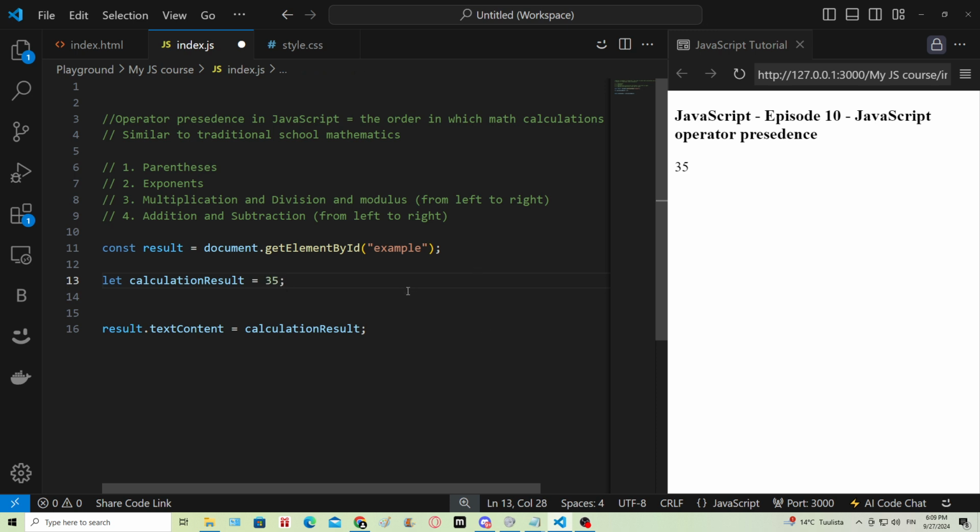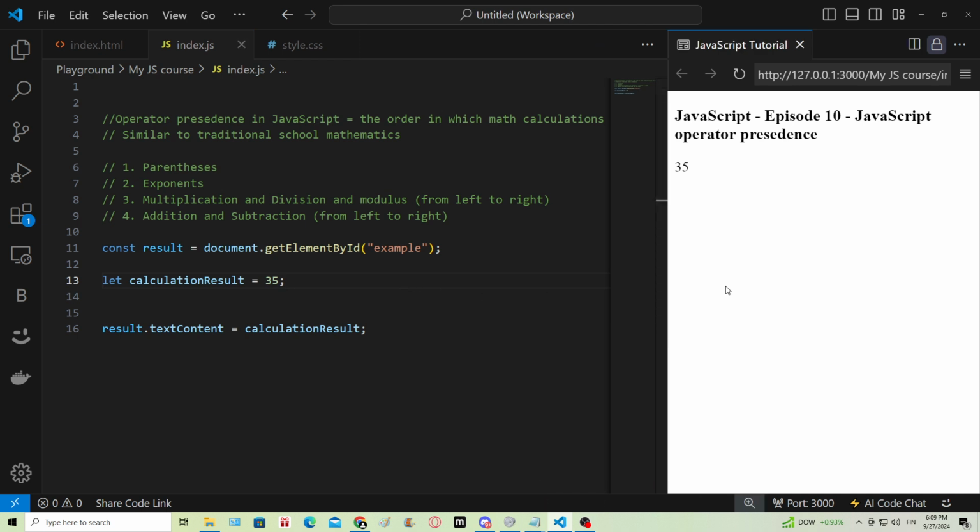So yeah, that's the operator precedence in JavaScript. It works the same way as traditional school mathematics, and yeah, this is used in math, and this is definitely something to know. Anyways, that's gonna be it for this episode.